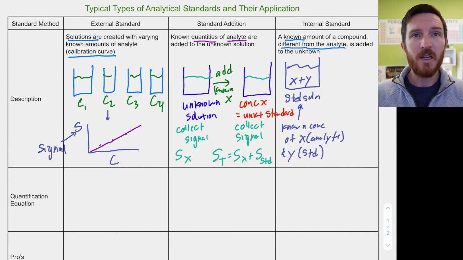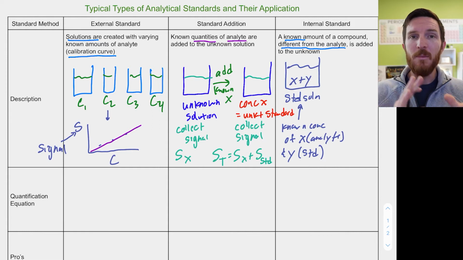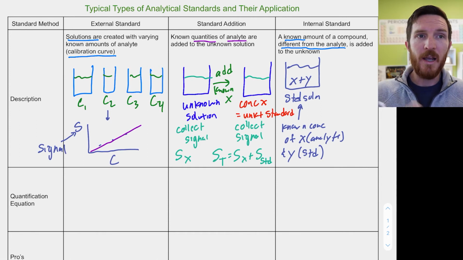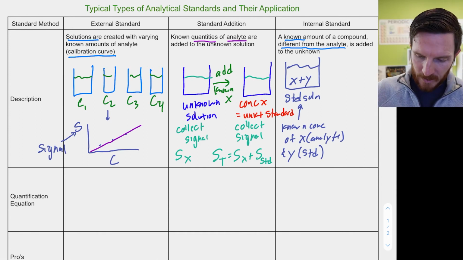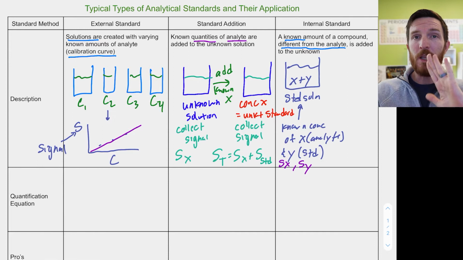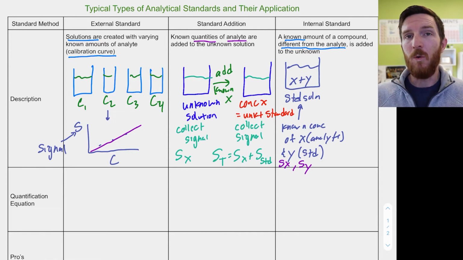Now this is different than a standard addition. Standard addition is we add the same thing. With internal standards, we're adding a different analyte. And so now that we have a known amount of X and Y, we're going to get a signal for X and we're going to get a signal for Y. Now that's going to give us the ability to relate those to each other when we go ahead and collect another sample.